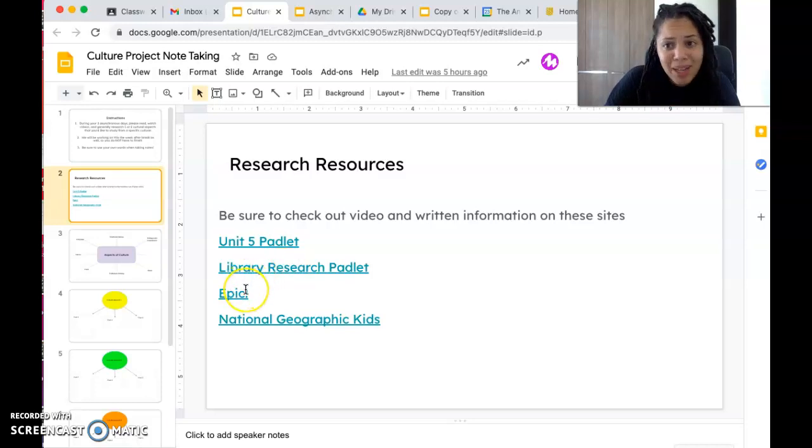Okay, and also Epic's great. So if you picked a country and there's a book about it on Epic, that's an awesome place to get a really good snapshot about the different aspects of culture.